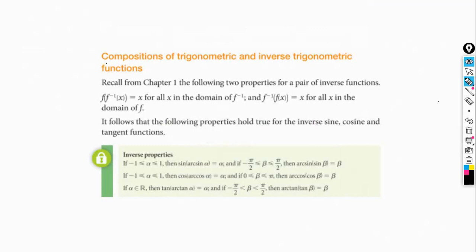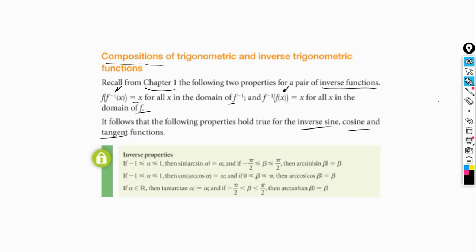So now let's talk about compositions of trigonometric and inverse trigonometric functions. So from chapter 1, we learned the following properties for a pair of inverse functions. If you plug the inverse into f of x, you're going to get x for all x in the domain of the inverse. And if you plug f of x into its inverse, then you're also going to get x for all x in the domain of f. And these properties hold true as well for inverse sine, inverse cosine, and inverse tangent.